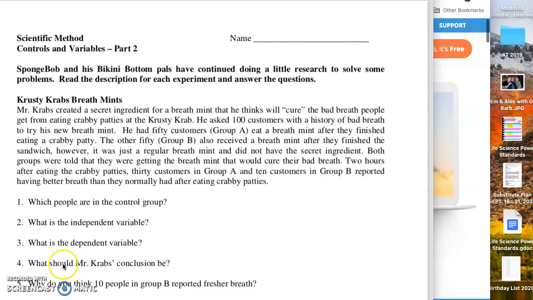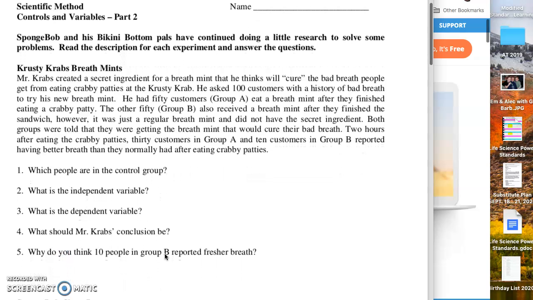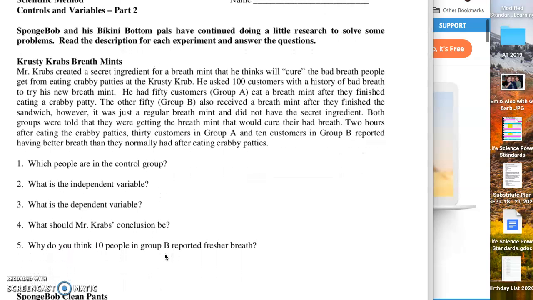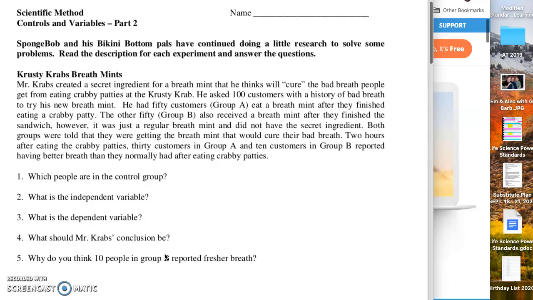And then what should Mr. Krabs' conclusion be? Does the secret ingredient work? Does it appear to work? And then question number 5, 10 people in group B reported having fresher breath. They were the people that had just the regular mints. So why do you think that happens? I think that we talked about that in the controls and variables in part 1.